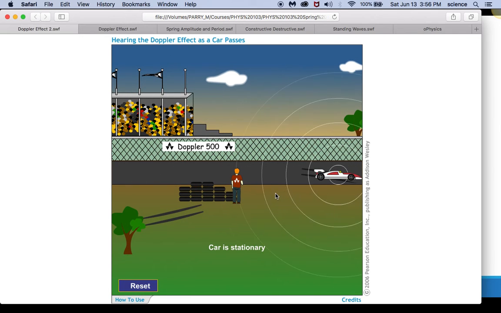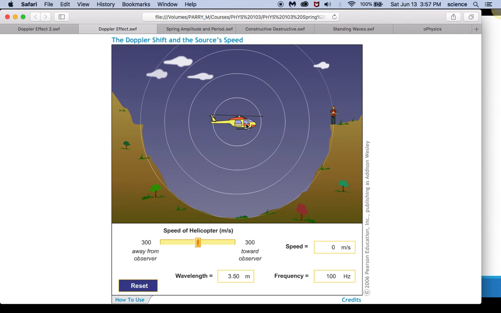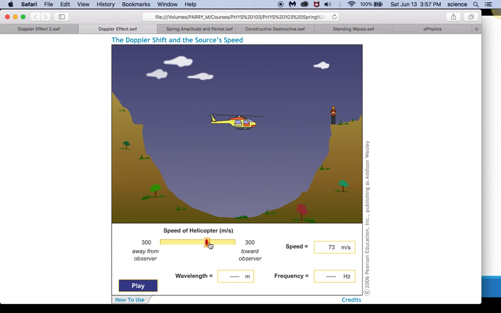So one of the things that you probably noticed with this picture is that the waves actually changed in terms of how close they were together. We can do the same thing here with a helicopter. Hit play, the helicopter sends out sound waves, and between each of these lines is one wavelength. If the helicopter starts to move towards the observer, we can see what happens to, well, let me put it back.